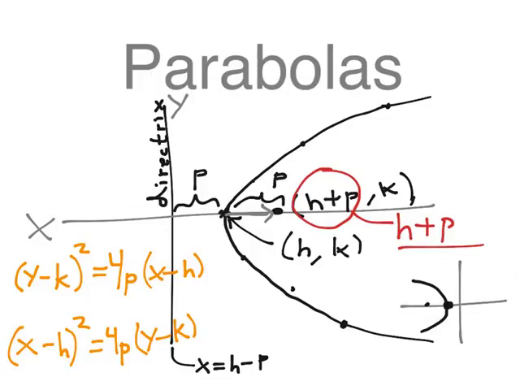And just like the directrix is described with X equals H minus P in the case of an opening left or right parabola, for the case of an opening up or down parabola, like we usually did with quadratics, we have that the directrix is Y equals K minus P. There's a lot of information going on here, so I'm going to try to put it together really well.